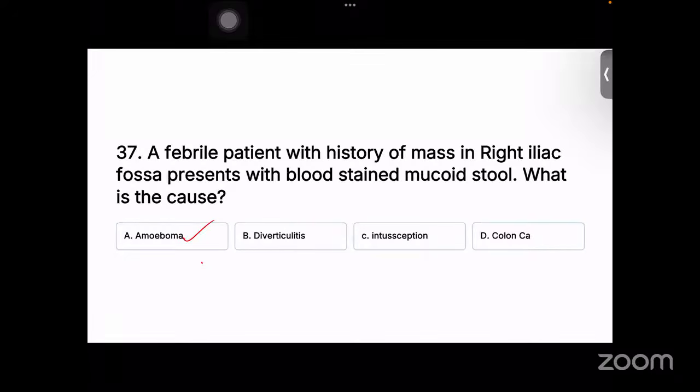Okay, next we have diverticulitis. In diverticulitis, you may see left-sided pain, especially with the sigmoid colon. Fever is present, but not the characteristic bloody mucoid stool. Bloody mucoid stool, fever, and pain in the right iliac fossa are the three clues which direct you to amoeboma. Okay, moving on to the next.